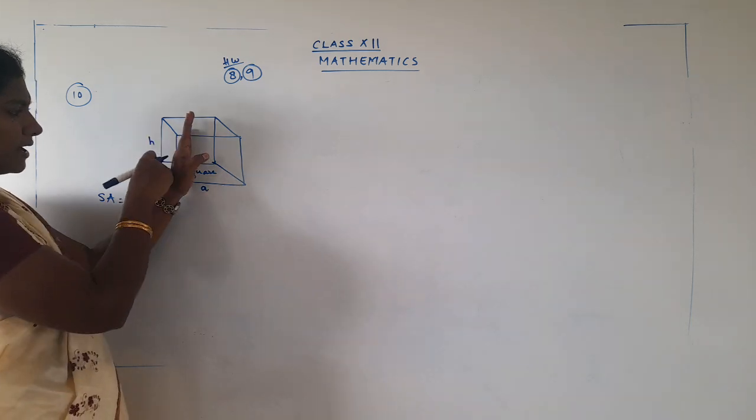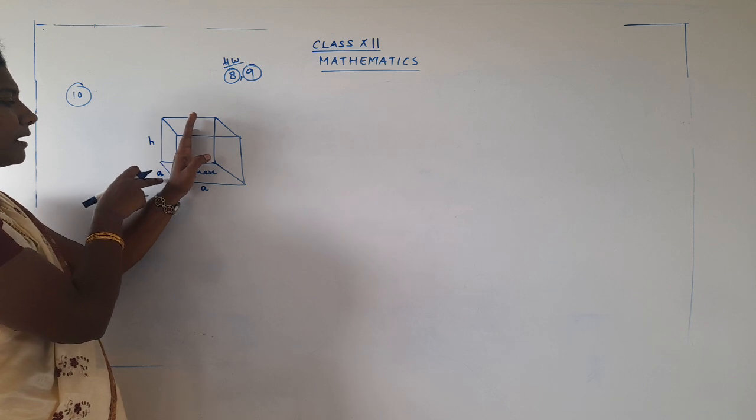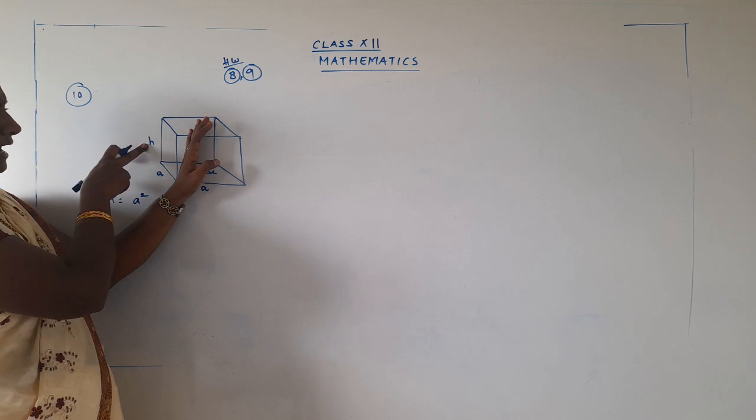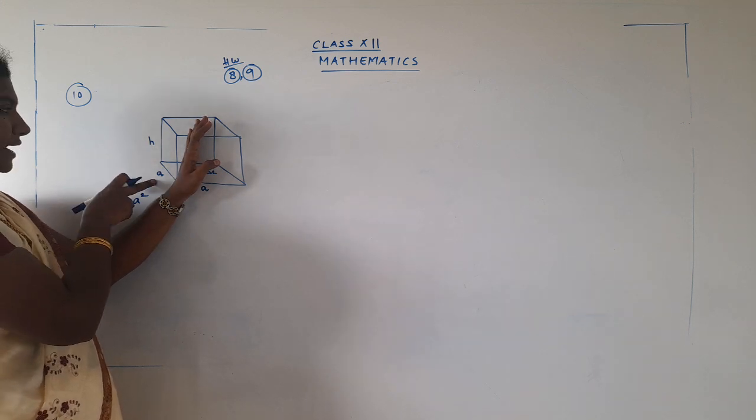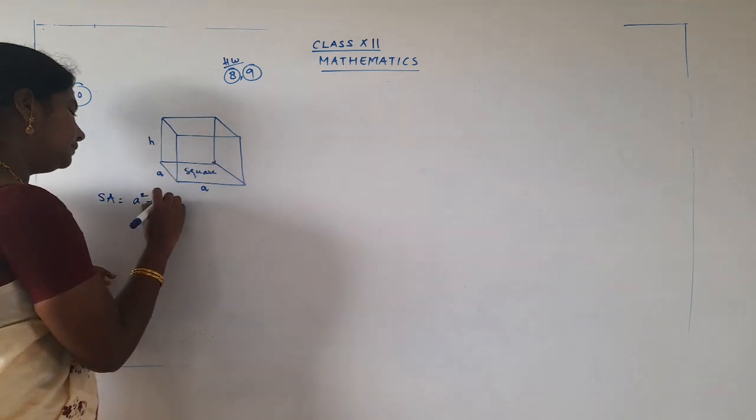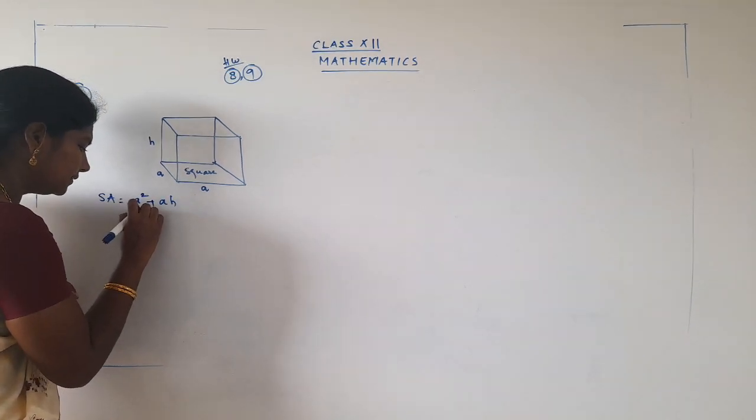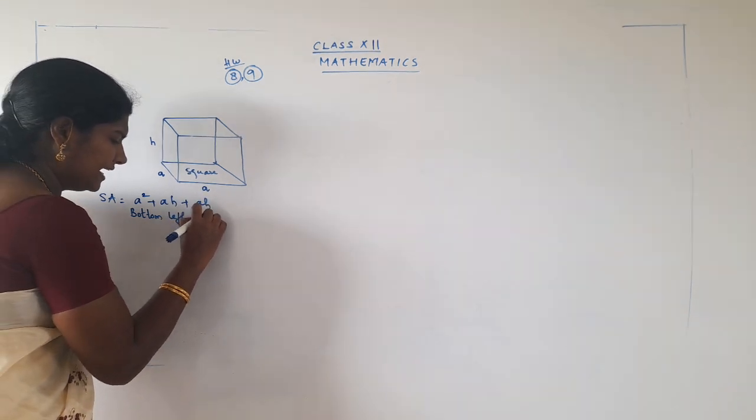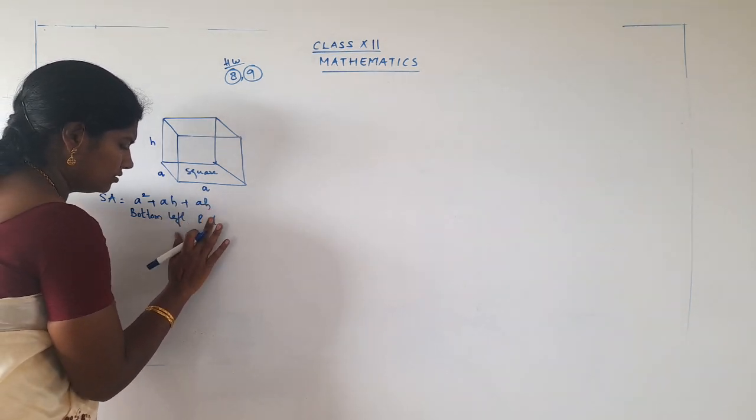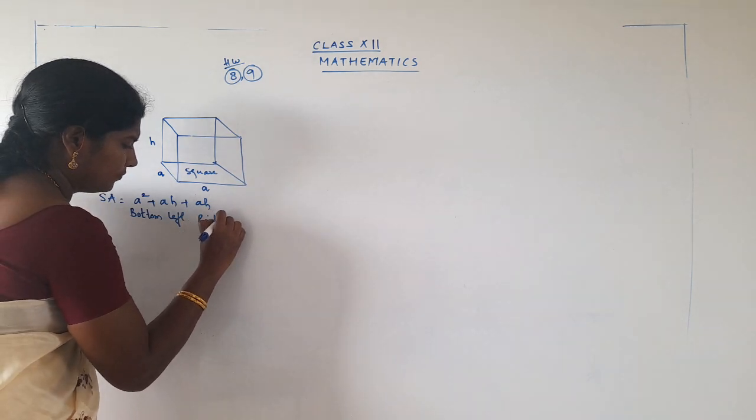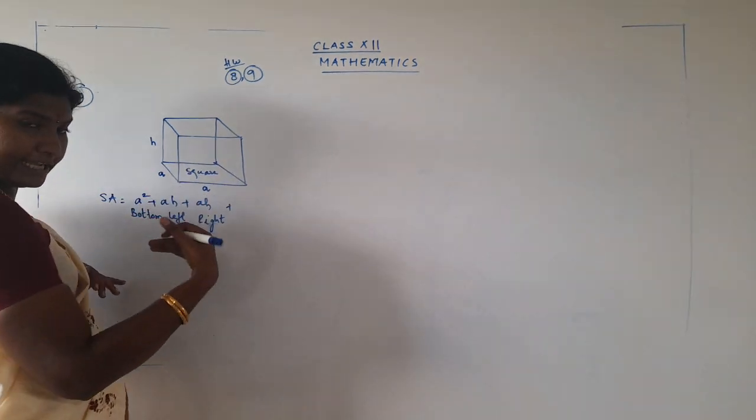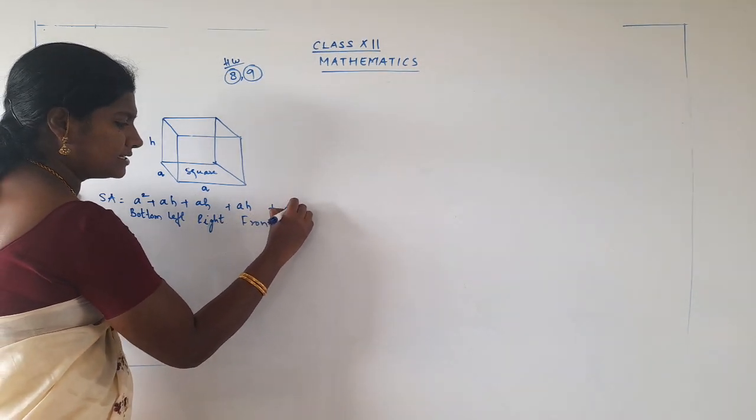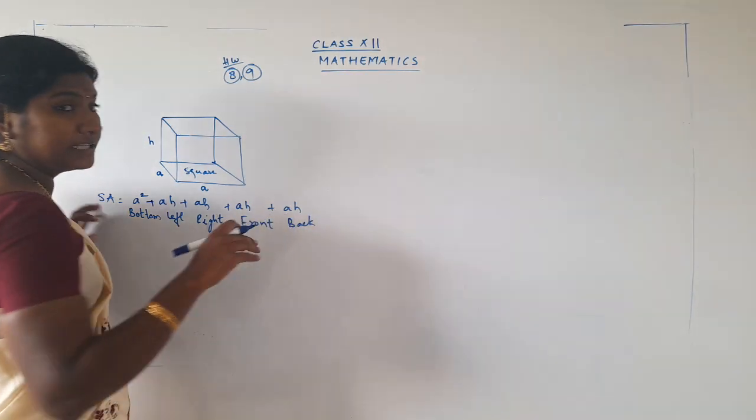When I talk about this part, it will be a rectangular part. Rectangular part means length into breadth. So what is the length over here? It's A and you can take the breadth as H. So I get here AH. Okay, so this is for the bottom part. This is for left. For right again I get AH. Then for the front side I will get AH again. And for back again I will get AH. So this is how you get the surface area.